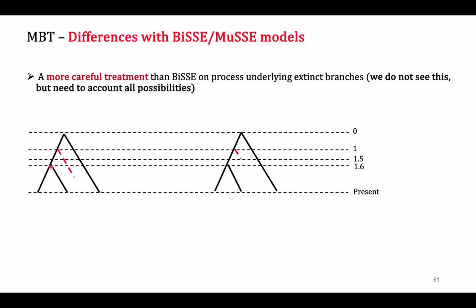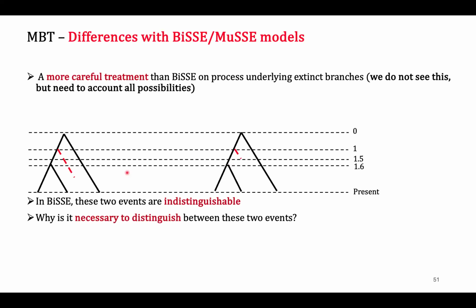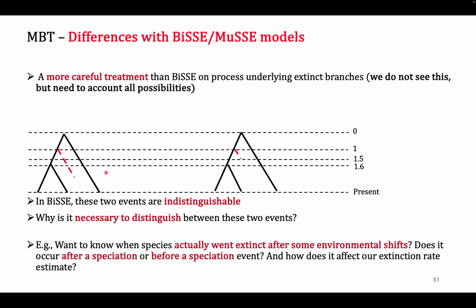So just right after it undergoes a speciation event. But on the right-hand side, this extinction may occur before the speciation event of the parent species. In the earlier model, these events are indistinguishable from one another. Why is it important to account for this possibility? Well, say you want to know when the species actually went extinct, if you have some sort of environmental shift. Does it occur according to the scenario on the left-hand side or the right-hand side? And how does it affect our extinction rate estimates if you account for the possibility of a lineage going extinct after and before the speciation event of the main branch?